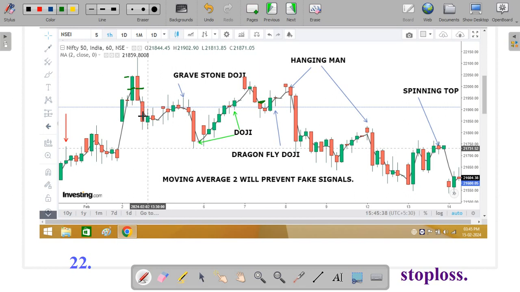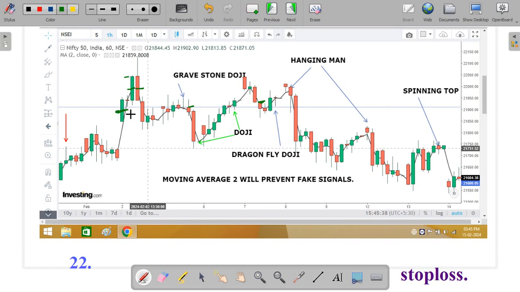Here if you see, this is the opening, this is the close. What has happened? Our stop loss will be here. It has opened here and has further gone down. If it had gone up, our stop loss would have triggered and we would have made a small loss. So I have told you that 50% of any candle is very important.